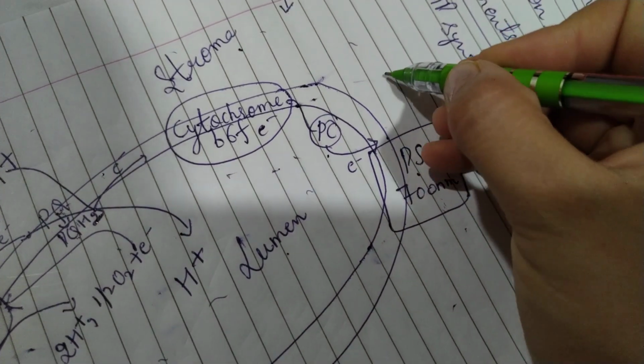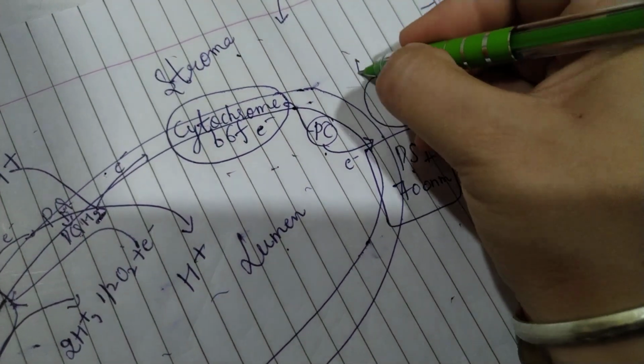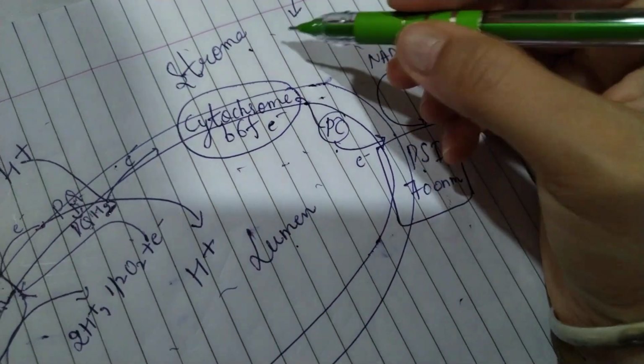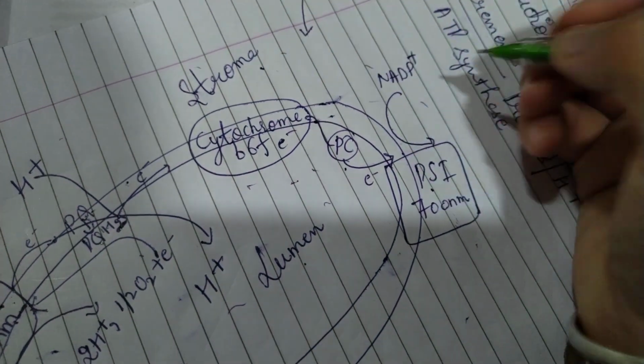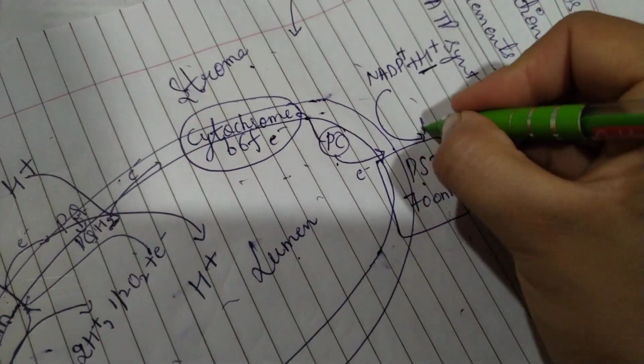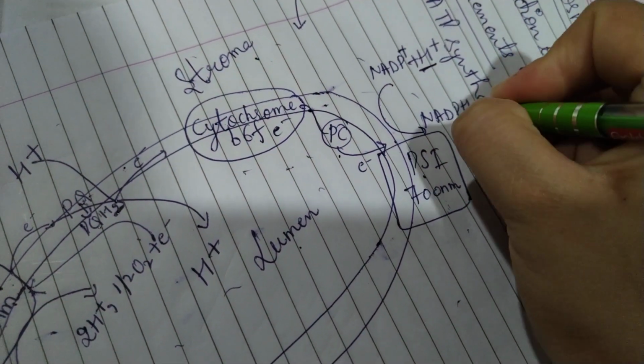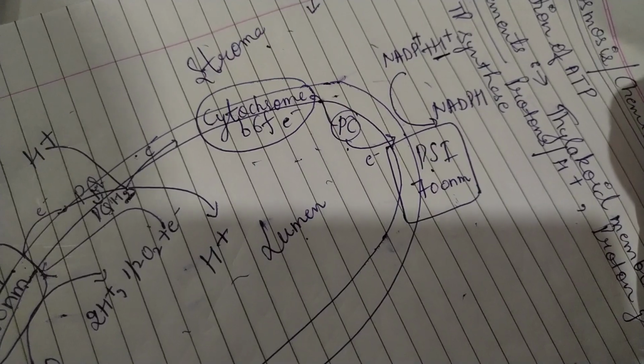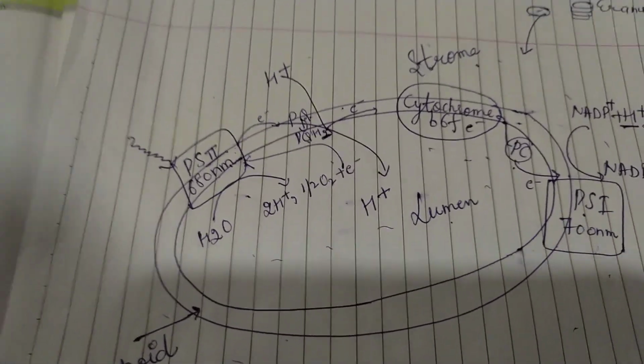So how is NADPH formed? NADP is present in the stroma. It will accept the protons from the stroma and it will be converted into NADPH.